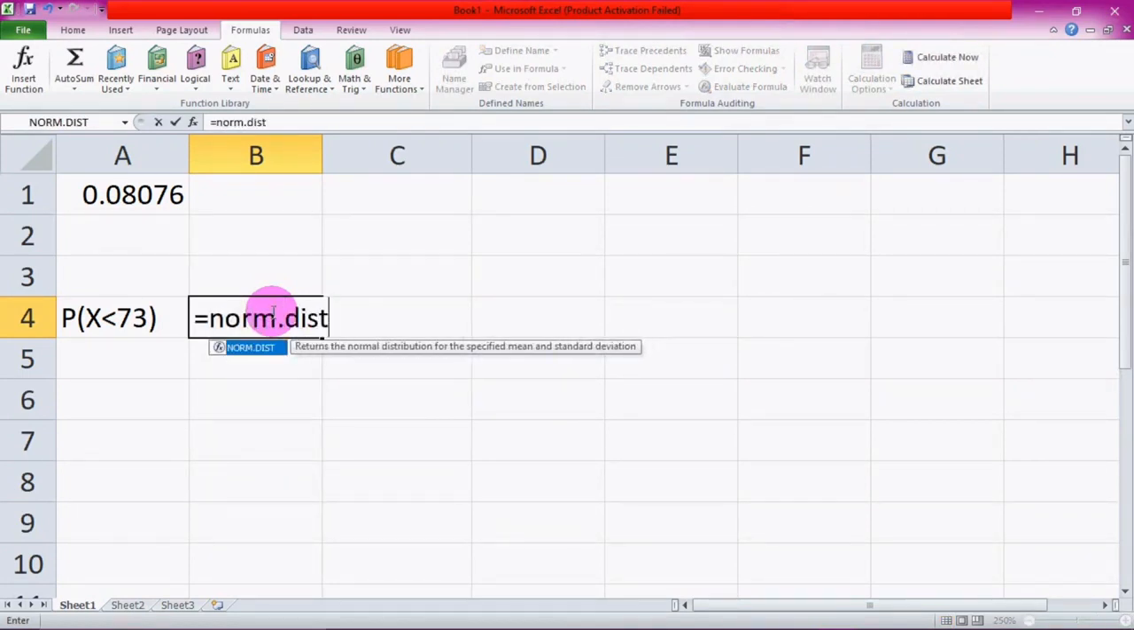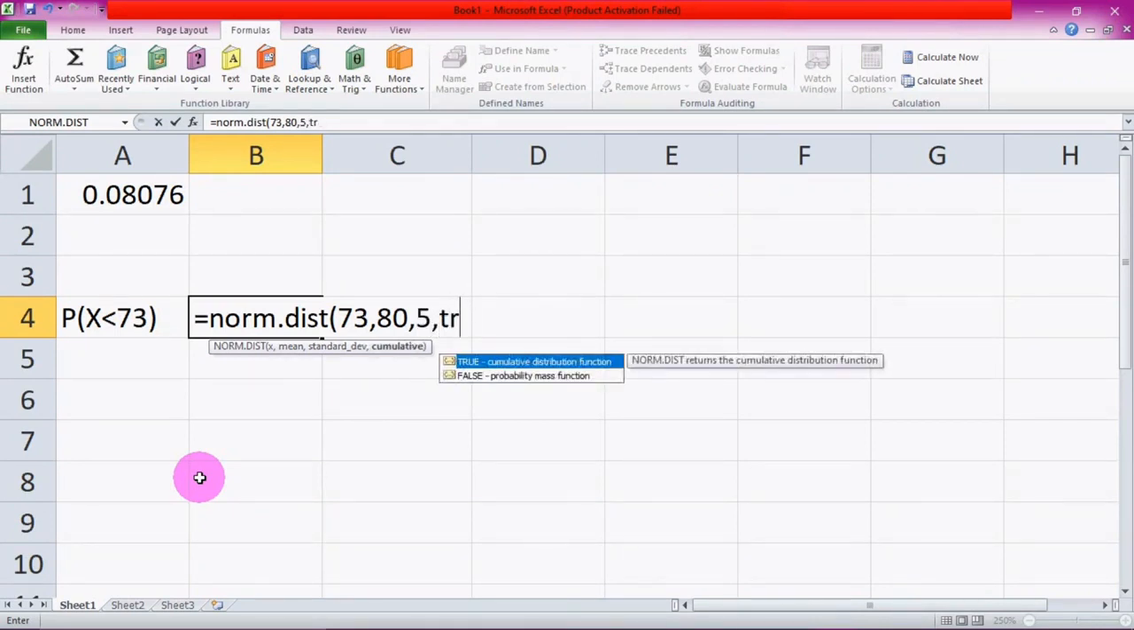This is short again for normal distribution. And then, open parenthesis, we will write x. So, ang input natin for x is 73. So, this value here, yan yung input natin for x. And then, the mean of the distribution is 80. The standard deviation is 5. And then, lastly, for cumulative, we will write true.